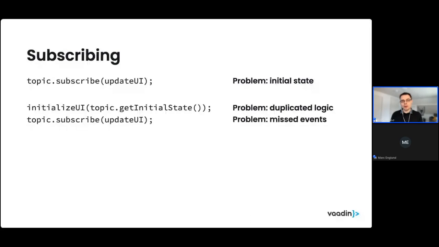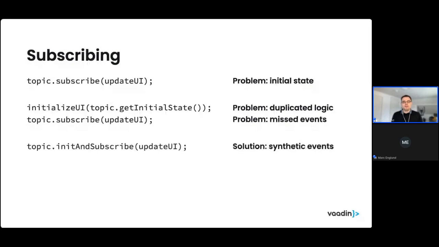A bigger problem, though, is you might miss events in case something happens between when you run initialize UI and when you subscribe. You could solve this just by switching the order. First you subscribe and then you initialize, but then you instead get problems with potentially getting duplicate events and so on. The solution for this is to move the problem to a library.